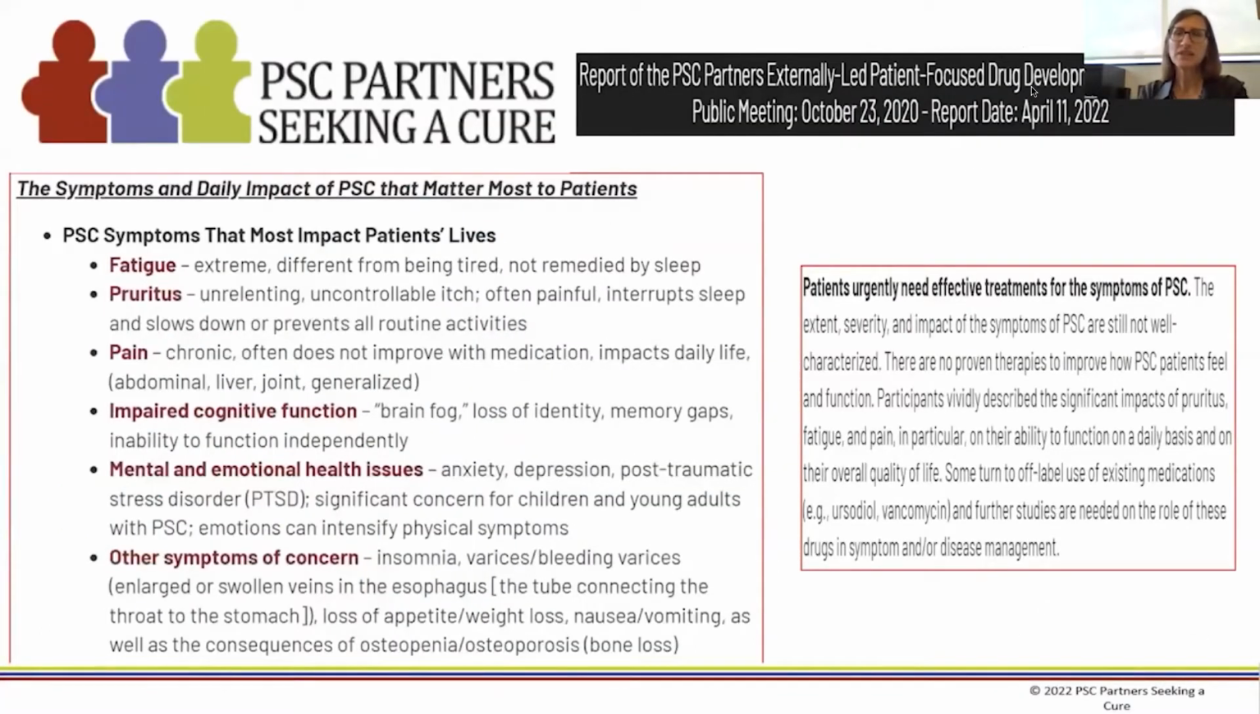This notion of trying to go after disease endpoints as well as symptom endpoints was really echoed in PSC Partners' patient-focused drug development meeting with the FDA a couple years ago. On the left, you can see that they list these symptoms and daily impacts of PSC. These are really often what matter most to patients. And you can see this list here. These are patient-reportable concepts, domains, symptoms, and these are going to be best evaluated with PRO measures. And so we have to develop good measures that can be put into clinical trials so that we can evaluate the effectiveness of treatments on PSC symptoms.